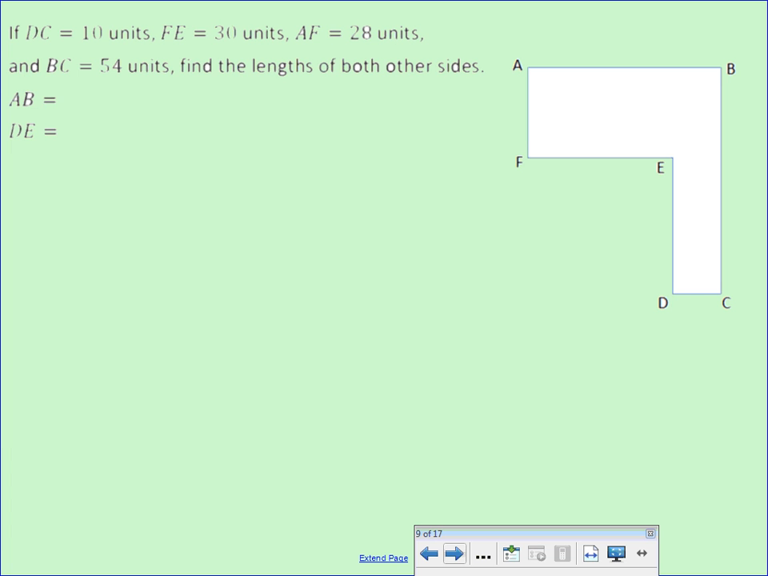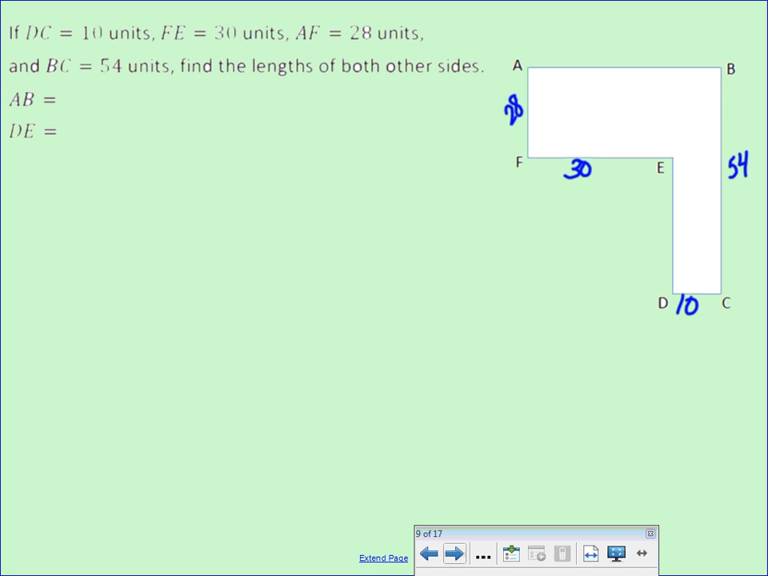So let's look at the information that they gave us. DC is 10 units. And FE is 30 units. AF is 28 units. BC is 54 units. So we have to find the lengths of the other sides. First of all, does anybody have any questions on how I labeled that picture? All I did was take the numbers out of the directions. So far, so good? All right.